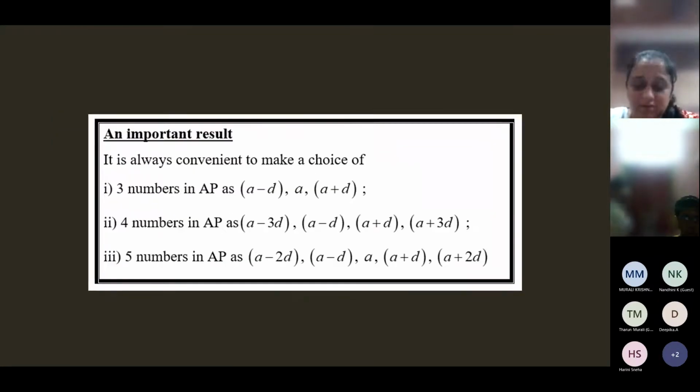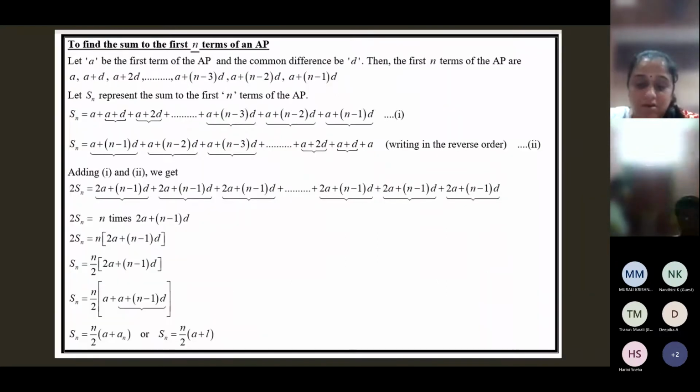Then to find the sum to n terms. When you find the sum to n terms, you're always finding the sum from the beginning. So supposing you have to find the sum to 50 terms, using the formula, you can find the sum of the first 50 terms. If you want to find the sum from the 100th term to the 150th term, you can do it, but in a different way. I'll tell you how.